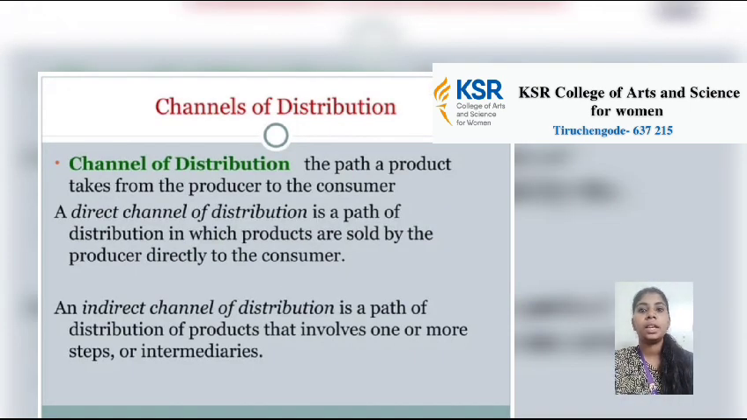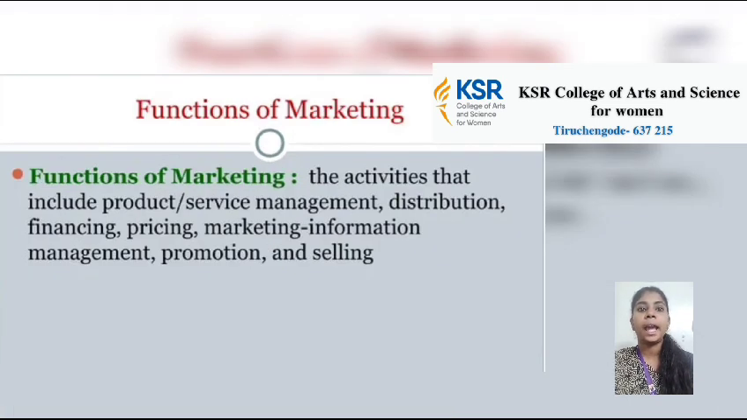Channel of distribution: the path a product takes from the producer to the consumer. A direct channel of distribution is the path in which products are sold by the producer directly to the consumer. An indirect channel of distribution is a path of distribution of products that involves one or more intermediaries. Functions of marketing: the activities that include product service management, distribution, financing, pricing, marketing information management, promotion and selling.